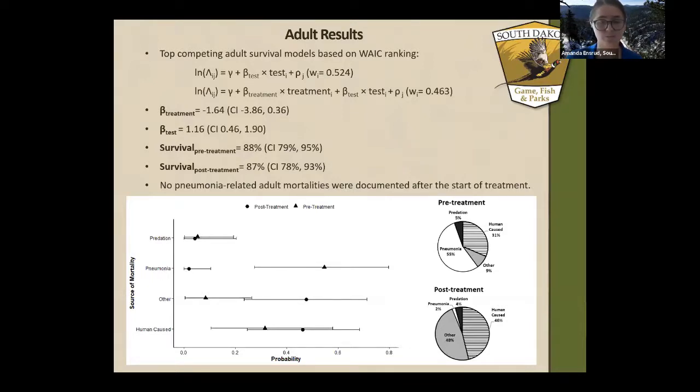The probability of a pneumonia-related mortality in adults did decrease from 55% pre-treatment to 2% post-treatment. So no pneumonia-related adult mortalities were documented after the start of the treatment. The 2% mortality is only due to uncertainty in some mortality events, which was included in parameter estimates.